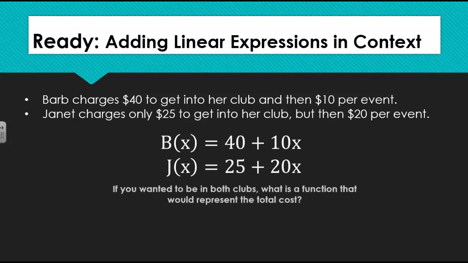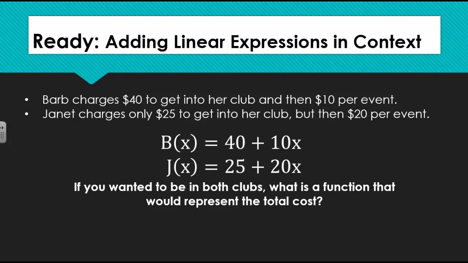And if we want to look at the total cost that would represent admission into both clubs with an unknown amount of events being attended, we would need to add both of these functions together. Just like in the previous example, we're going to add our like terms. So we're going to have the function t for total, t of x equals 65. That's the sum of the $40 flat fee for Barb and $25 flat fee for Janet, plus 30x. And again, we're adding that 10x plus the 20x.